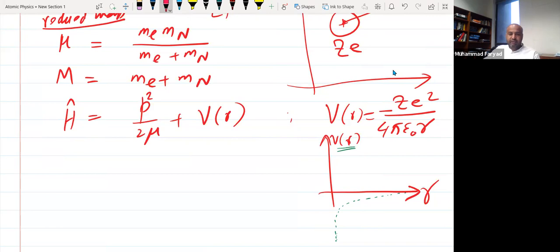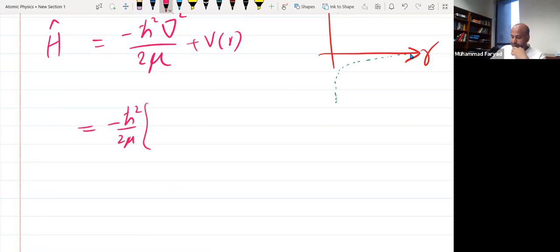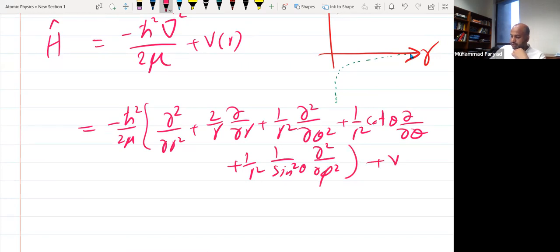And this p square is the momentum term, which is minus i h bar del, so it becomes minus h bar square del square over 2 mu plus V of R. So we can expand this del square in spherical coordinates, and it becomes partial square by partial R square plus 2 by R partial by partial R, plus 1 over R square partial square by partial theta square plus 1 over R square cotangent theta partial by partial theta, plus 1 over R square sine square theta partial square by partial phi square, and the potential term.